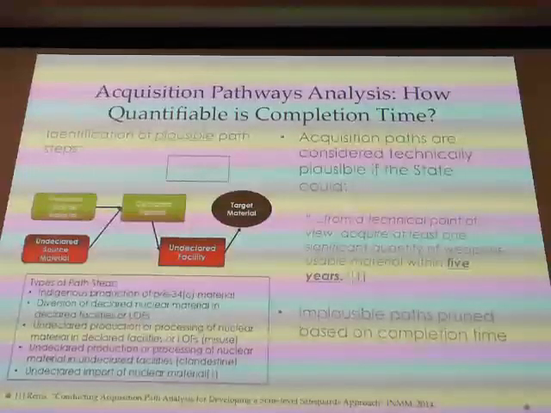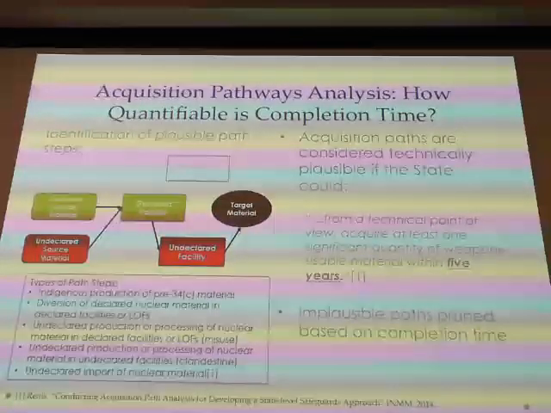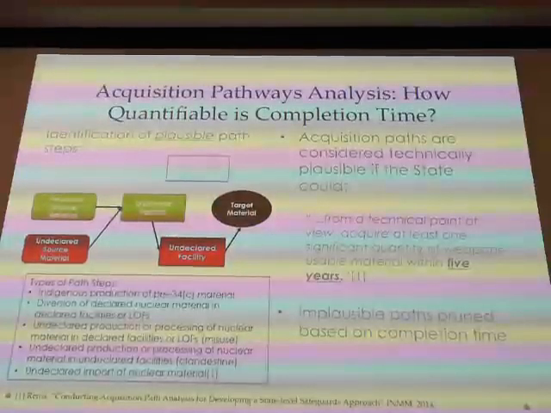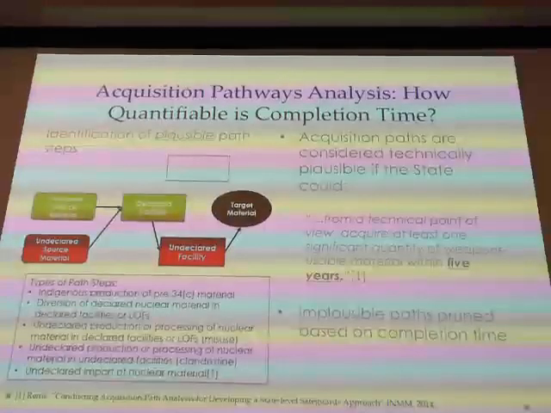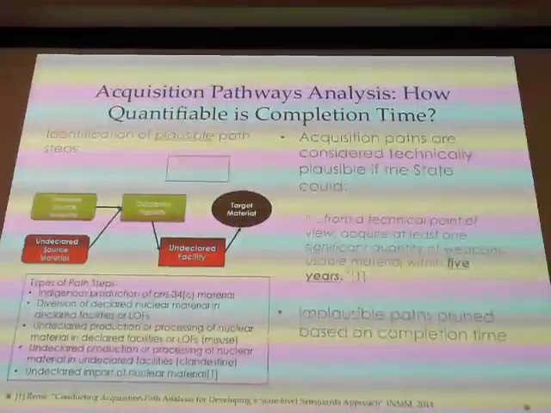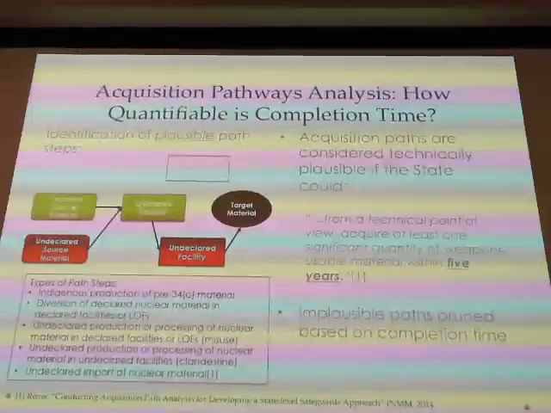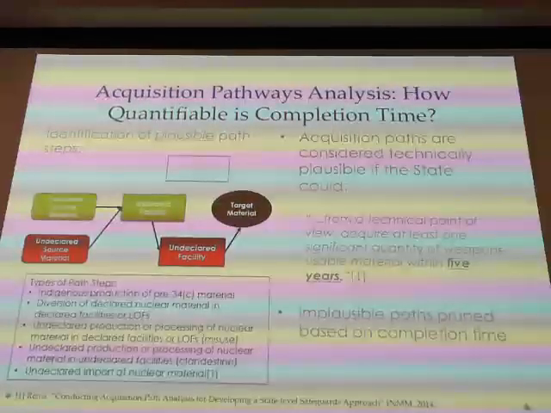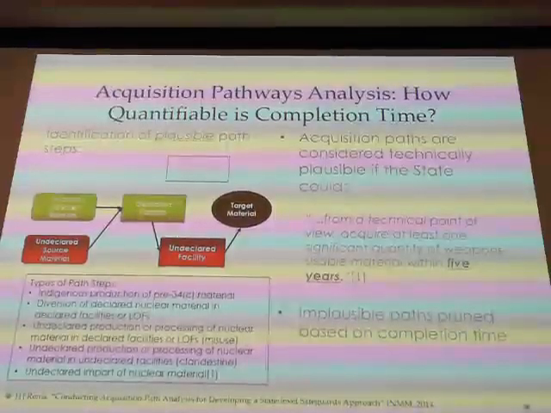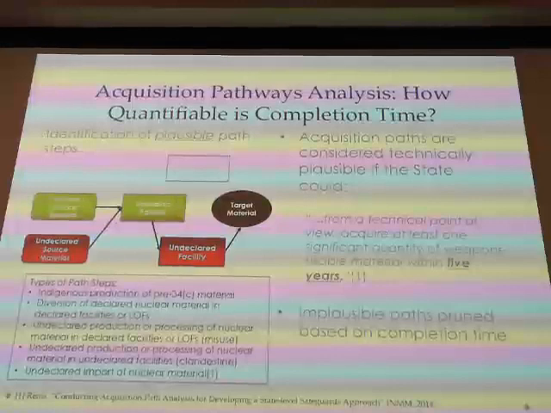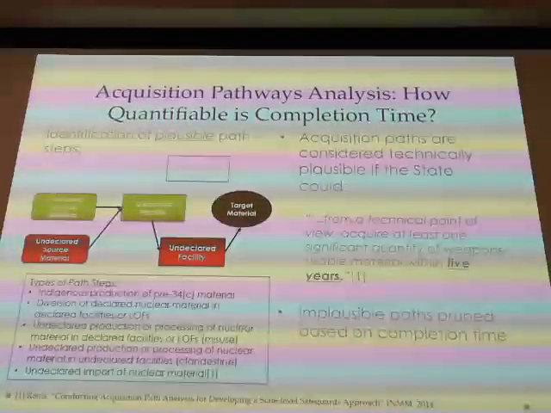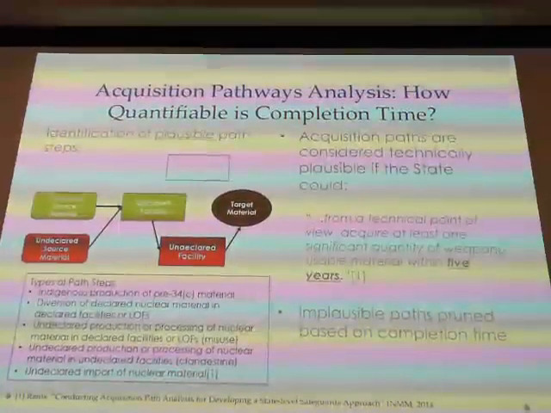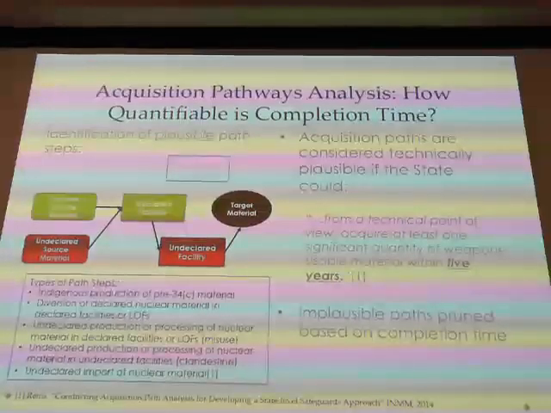One of the key features that I want to draw your attention to is this notion of technical plausibility. As the IEA draws these connections between declared capabilities and target material, it discards the pathways that are declared or thought to be technically implausible. The way it does that is to say if a state is judged not to be capable of achieving that pathway within 5 years, it's then deemed implausible.